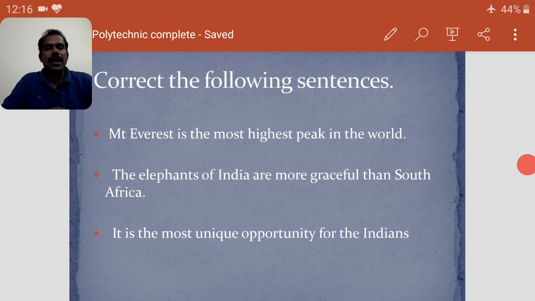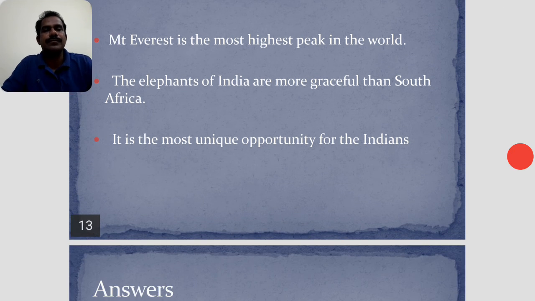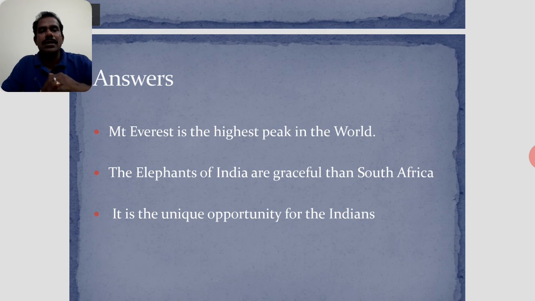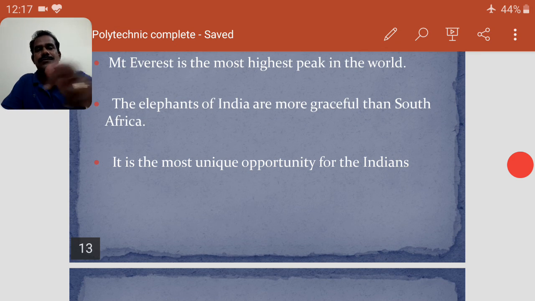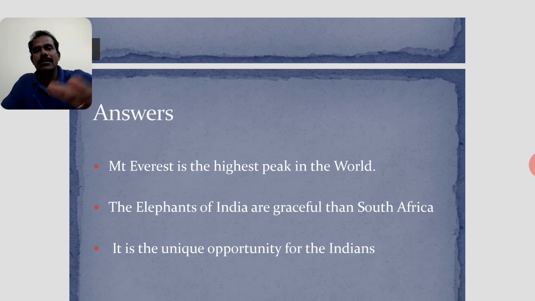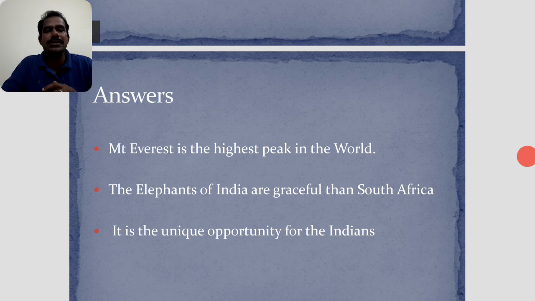Next, "The elephants of India are more graceful than South Africa." Here, more is comparative and graceful is also used comparatively. We should not use two comparatives in a single sentence. That's why "The elephants of India are graceful than South Africa" is the right answer. Next, "It is the most unique opportunity for the Indians." It's a wrong one. Most and unique we should not use together. "It is a unique opportunity for the Indians." That is the right one.